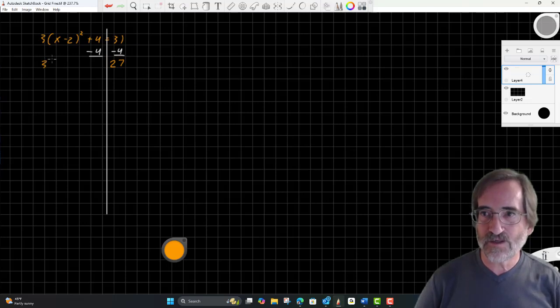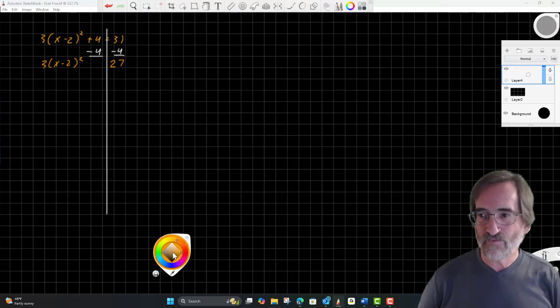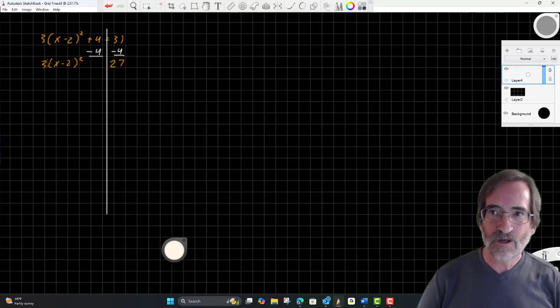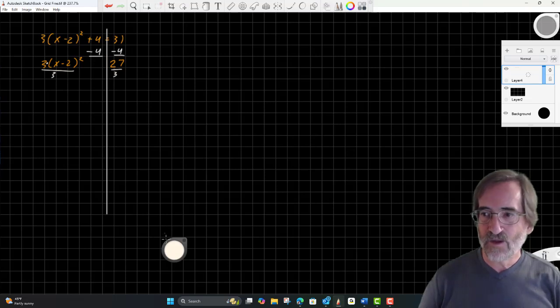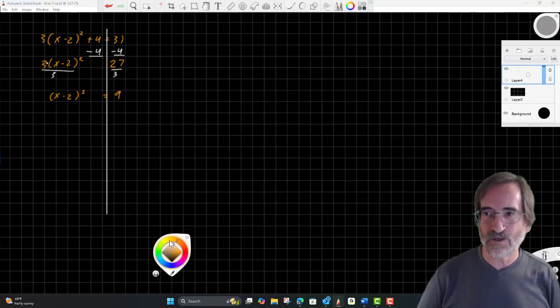So we have 3 times the quantity x minus 2 squared, and we've gotten rid of the plus 4. Now we're going to get rid of the 3, because 3 is the last one on the dog pile. The opposite of times 3 is divide 3. And so we get x minus 2 squared equals 9. Okay, now we're down to the step of undoing a square.